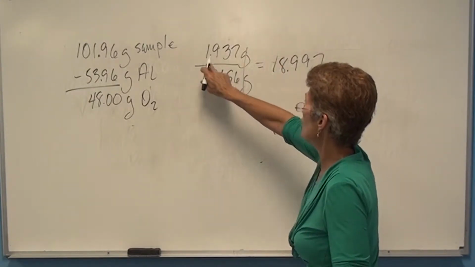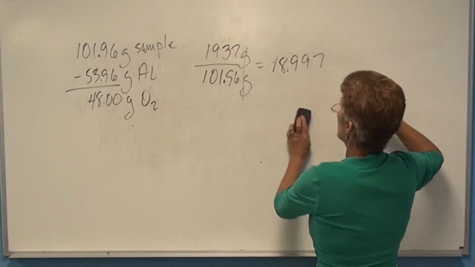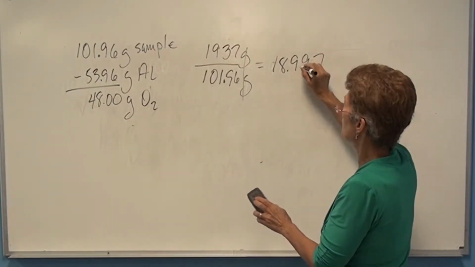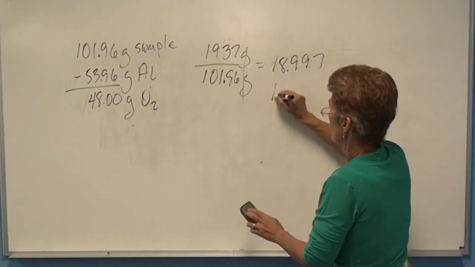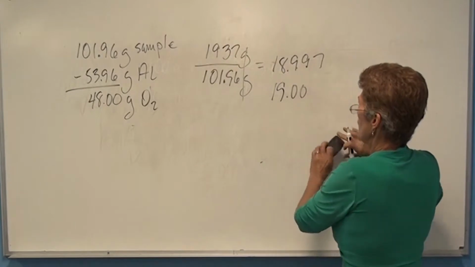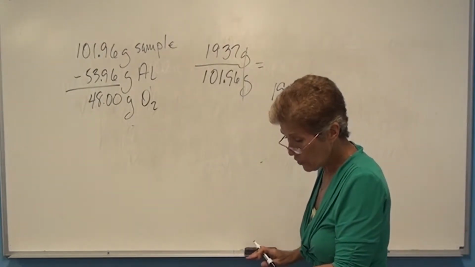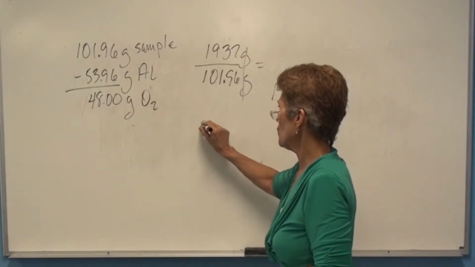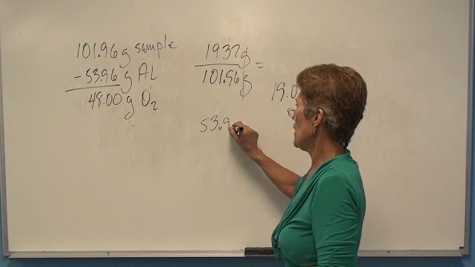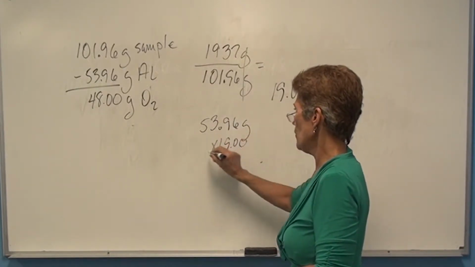But you have 5 significant figures here, but 4 here. So you're going to have 4 here. And so when you do that, this is going to roll this up, this is going to roll this up. You're going to end up with 19.00. Okay? 19.00. And then what you're going to do is you're going to take the amount of aluminum, which is 53.96 grams, and multiply it by 19.00.